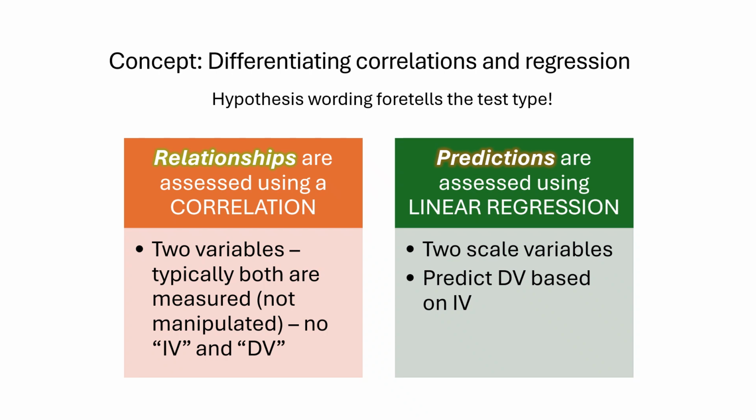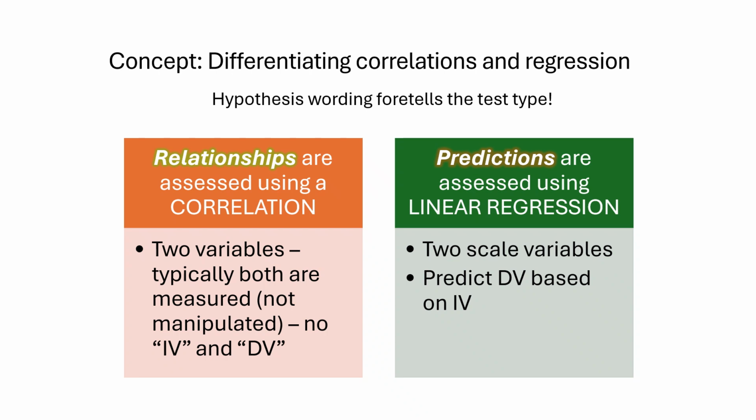Honestly, the type of hypothesis, the wording used, is going to tell you what type of test you would use, either correlation or regression. The word relationship or association is going to be foretelling the use of a correlation. Also, they'll be talking about at least two variables. Typically, both are measured, not manipulated. So think of like happiness and anxiety. They're not being manipulated, so you don't have a clear independent versus dependent variable.